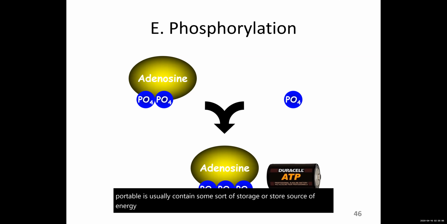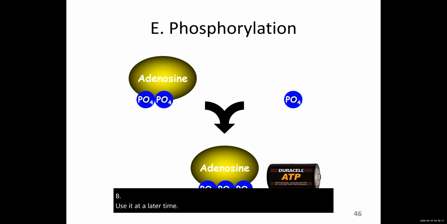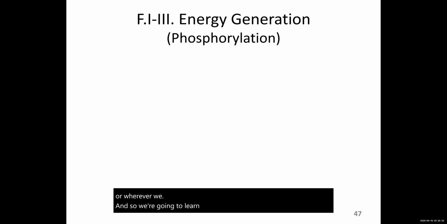So energy carriers, in essence, are that. It is a form of a tiny little packet of energy that we can transport from point A to point B, so we can use it at a later time. In other words, we can create it, store it, and use it whenever we need it or wherever we need it. And so what we're going to learn in this class is how to generate that battery.